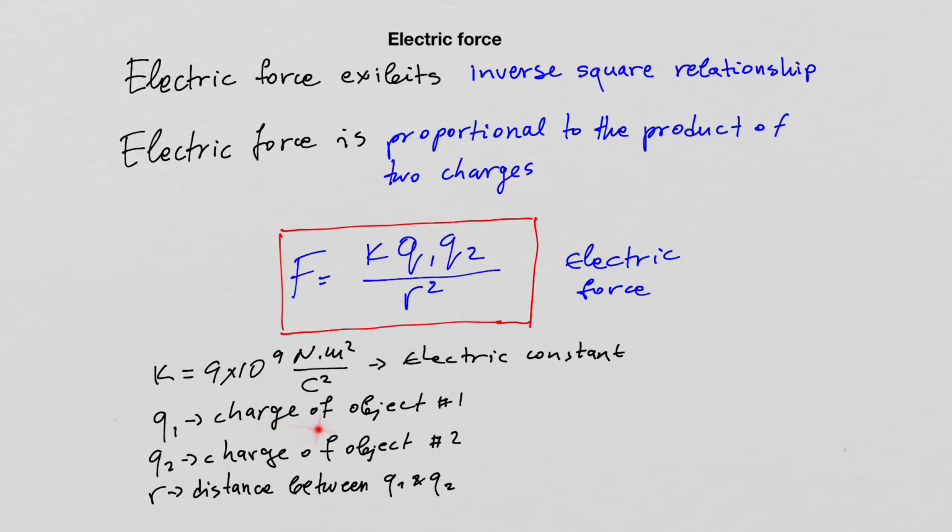Q1 is the charge of object number 1, or simply charge 1. Q2 is the charge of object number 2, or simply charge 2. And r is the distance between the two charges. Keep in mind that since in this formula we take the product of the two charges, it doesn't matter which charge is called Q1 and which charge is called Q2. The final result is still the same.